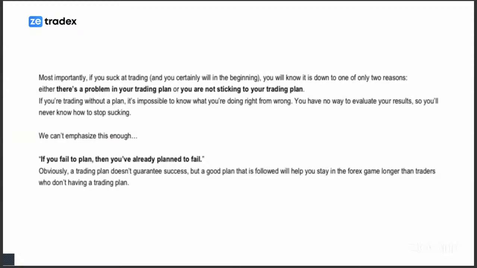Importantly, trading plans are very, very much essential. You know the saying, if you fail to plan, then you already plan to fail. But if you are a trader without a plan, it's impossible to know what you're doing right from wrong.